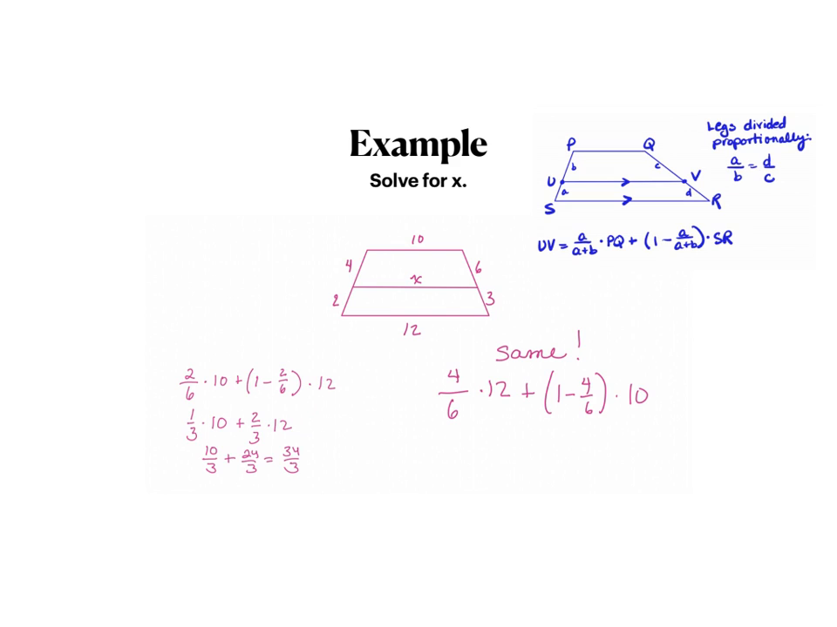Now, just to show you that it works either way, I did it in the reverse order. So I did 4 over this whole, so 4 over 6, times the base that's further away, 12, plus 1 minus the ratio times 10, and you get the same thing, 34 over 3.